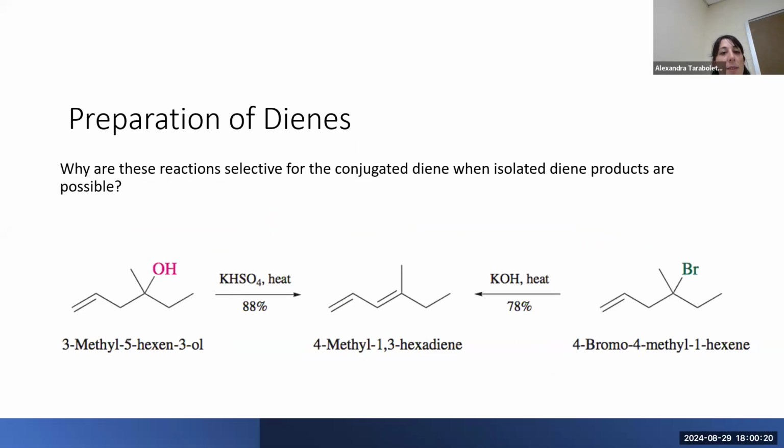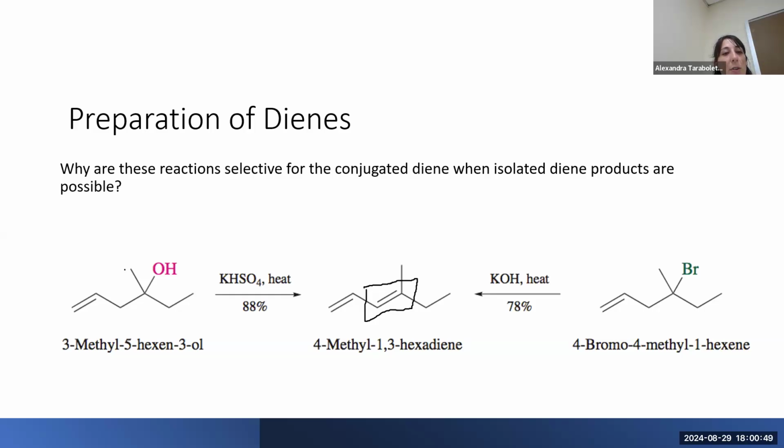Again, going from an E1 side to, and then on this side, an E2 side, eliminating either a bromine or over here an alcohol to get a conjugated diene. So why though would they selectively make this product instead of eliminating at a different place?